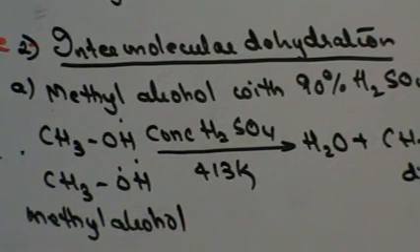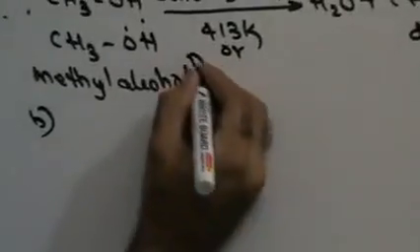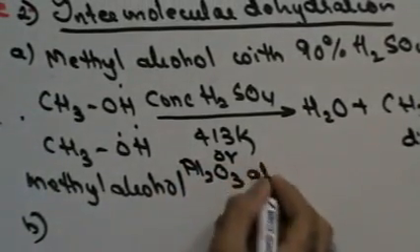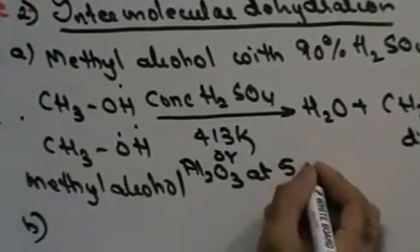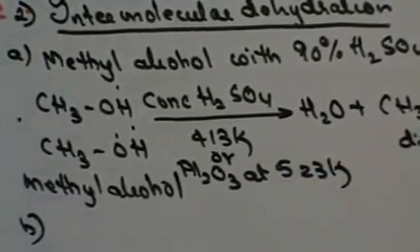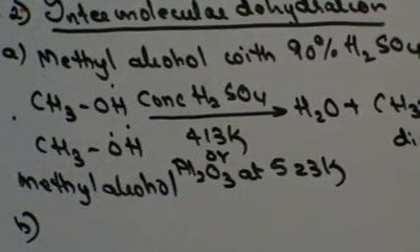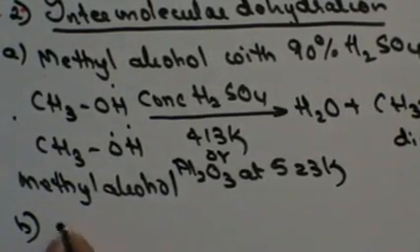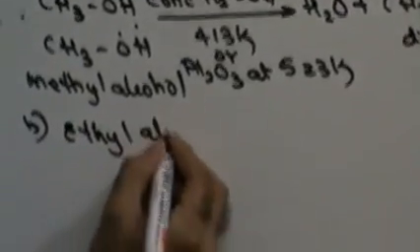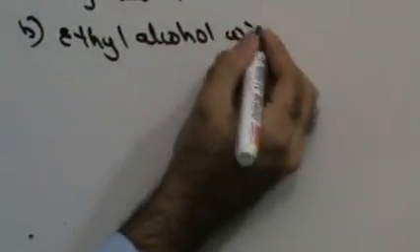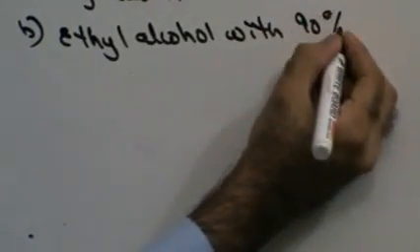Next, similarly, you can have a similar reaction with ethyl alcohol. Right? Here you have concentrated sulfuric acid, or I could have also used aluminium oxide as catalyst at 523 Kelvin. Same way, I can have ethyl alcohol strongly heated with 90% sulfuric acid.